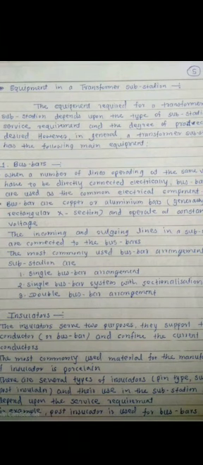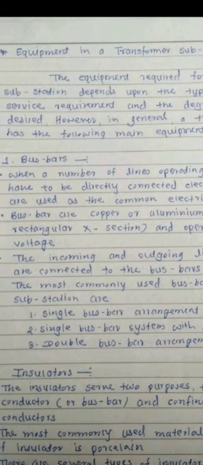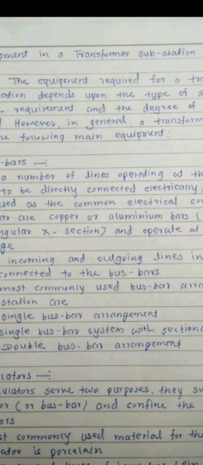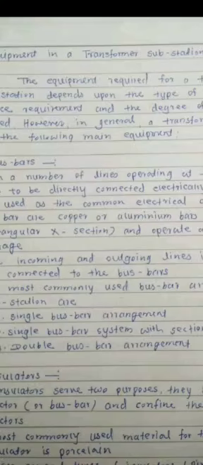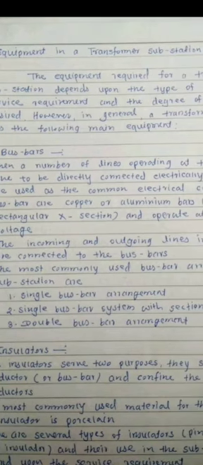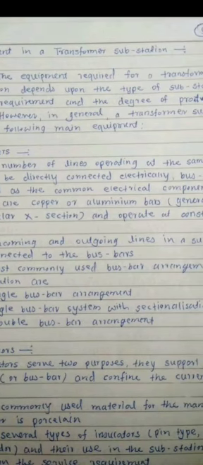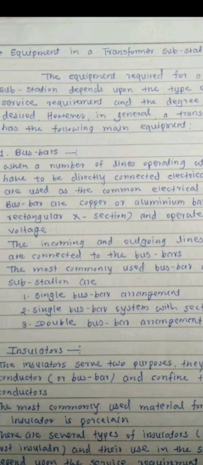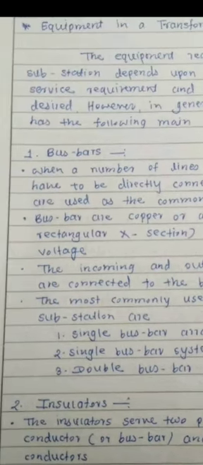So mainly, the equipment required for a transformer substation depends upon the type of substation, service requirement, and the degree of protection desired. In general, a transformer substation has the following main equipment. The first equipment is the bus bars.